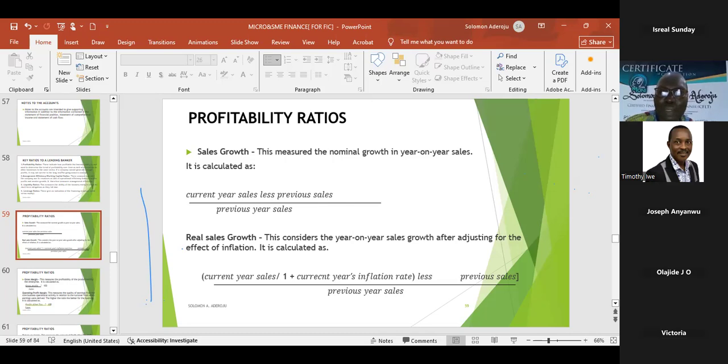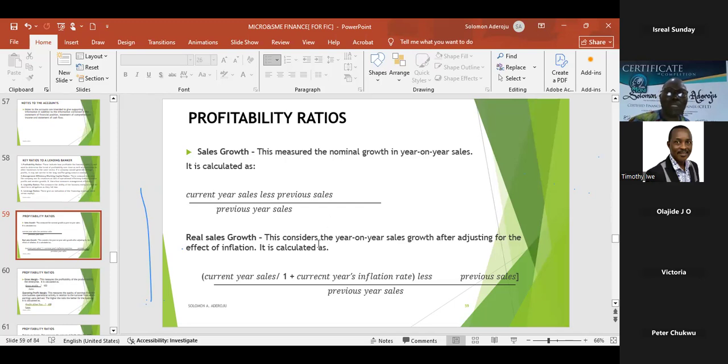So the nominal sales growth is just current year sales minus previous year sales. For example, if the company had sales of 100 million in year 2023, then in year 2024 it has recorded sales of 200 million. So the formula is 200 minus 100, all over 100. That will determine the sales growth.